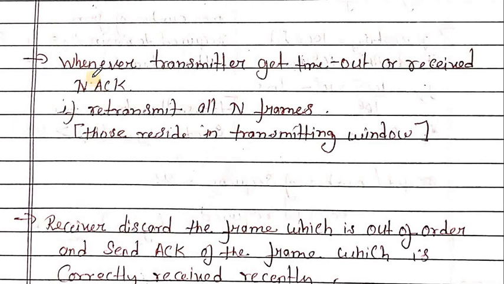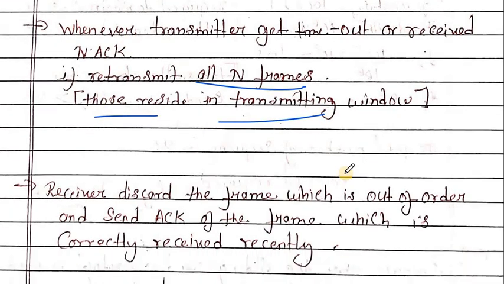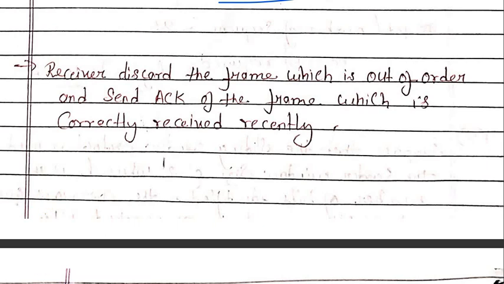Whenever the transmitter gets a timeout, it transmits all frames residing in the transmitting window. And the fourth one is that the receiver discards all frames which are out of order or duplicate. If the receiver receives duplicate frames, it discards them and sends the acknowledgement of the last recent frame received by the receiver.